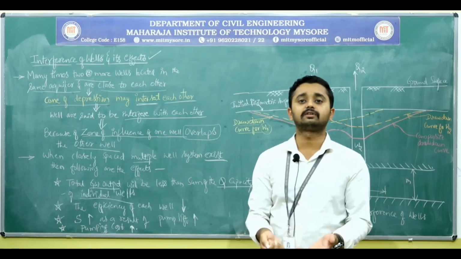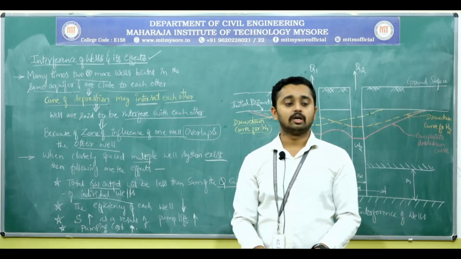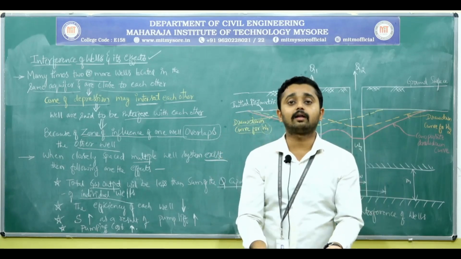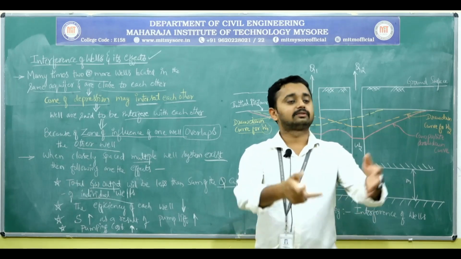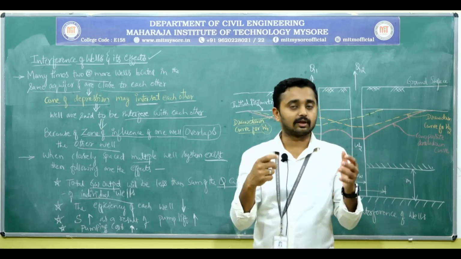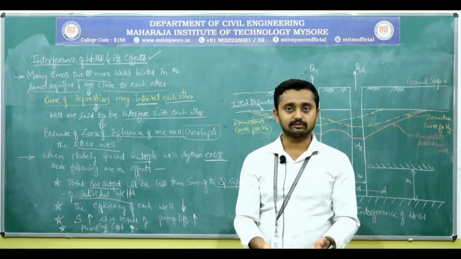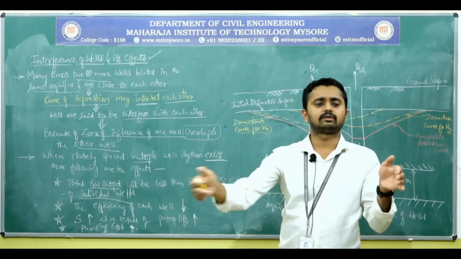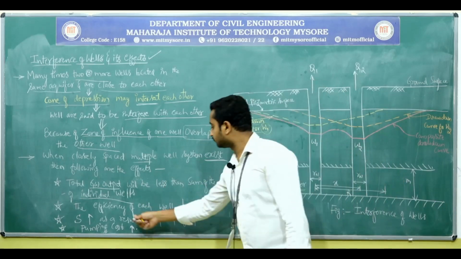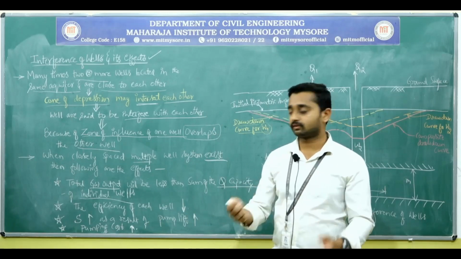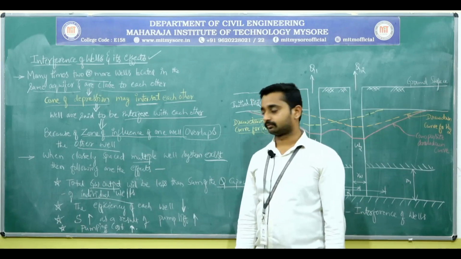Next point, the efficiency of each well decreases, correct? Of course, the efficiency of each well decreases because you have more than 100 wells in a single aquifer. Just imagine, I'm giving an example. If there are 100 wells within a very small area, then the discharge in each well, so the efficiency, will be less.